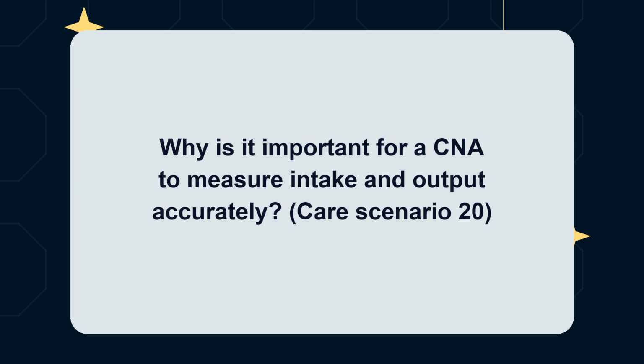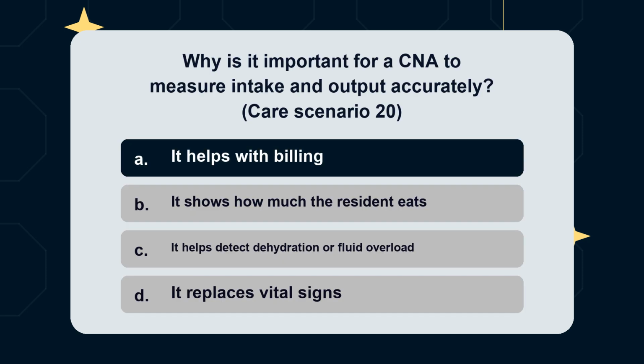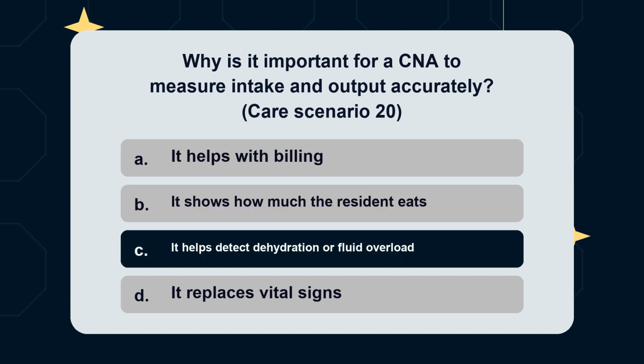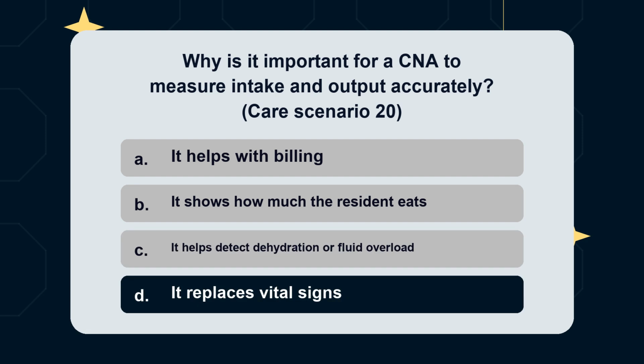Next question. Why is it important for a CNA to measure intake and output accurately? Care Scenario 20. Is it A, it helps with billing? Or B, it shows how much the resident eats? C, it helps detect dehydration or fluid overload? Or D, it replaces vital signs?